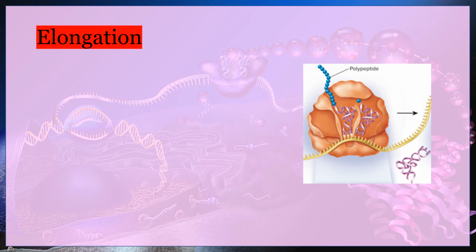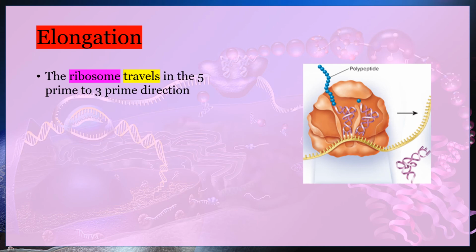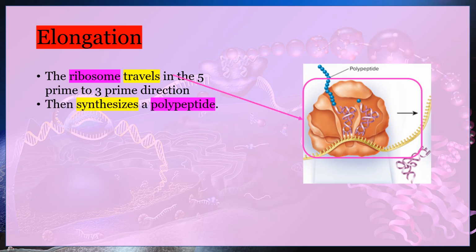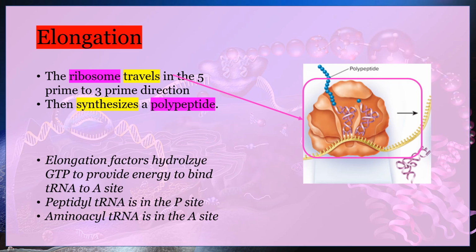Lastly, we have elongation. Okay, so the ribosome travels in the 5' to 3' direction, as seen here. Then synthesis of the polypeptide happens. Elongation factors hydrolyze GTP to provide energy to bind tRNA to the A site. The polypeptidyl tRNA is in the P site, and the aminoacyl tRNA is in the A site.